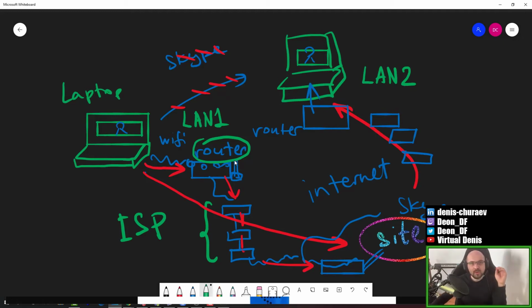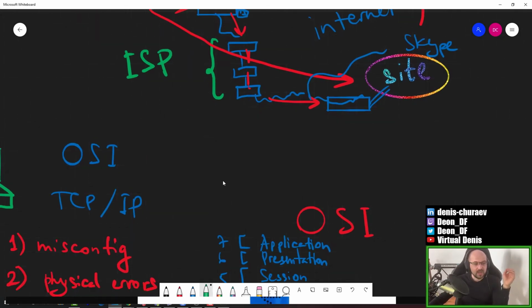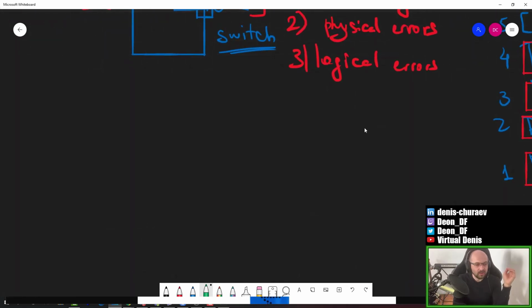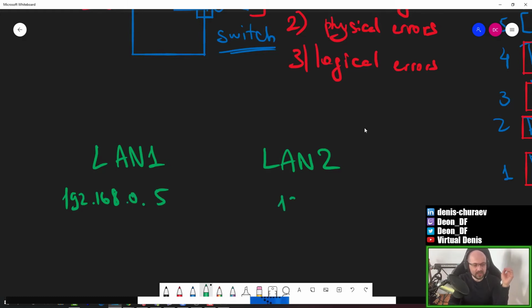Now, one thing you cannot do with IP addresses: you cannot have two LAN networks, LAN 1 and LAN 2, which have the same IP addresses, like 192.168.0.5 here, and 192.168.0.6 here. This is how IP addresses look.